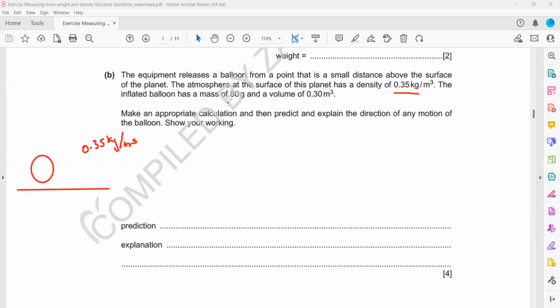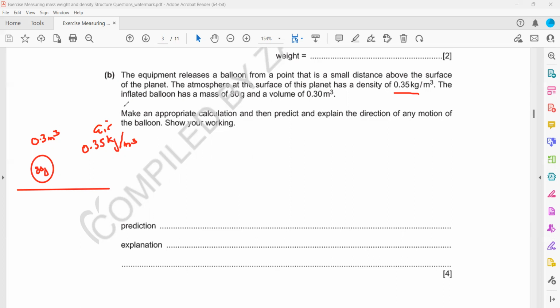The volume of the inflated balloon, this is the density of the air or atmosphere, you can say. Then the mass of the balloon is 80 grams, and it occupies 0.3 meter cube. But first thing, the question is: make an appropriate calculation, predict and explain the direction of any motion of a balloon.